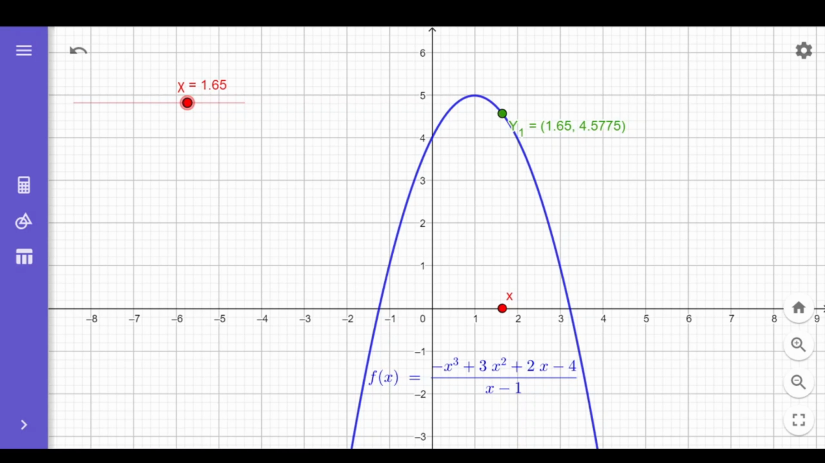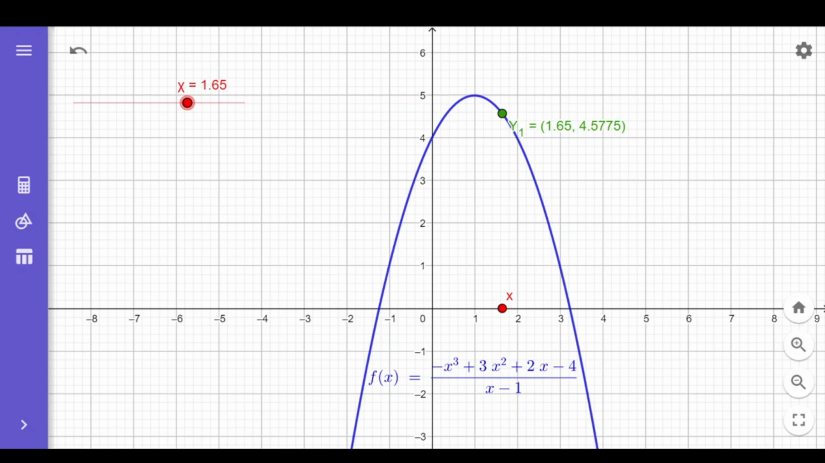Anyway, I have here a function. The function is very complex. It is a rational function. So, kapag titignan natin dito, sa may baba, nandiyan yung pangalan ng function. f of x equal to negative x cubed plus 3x squared plus 2x minus 4 all over x minus 1. So what we see is the graph of this function.